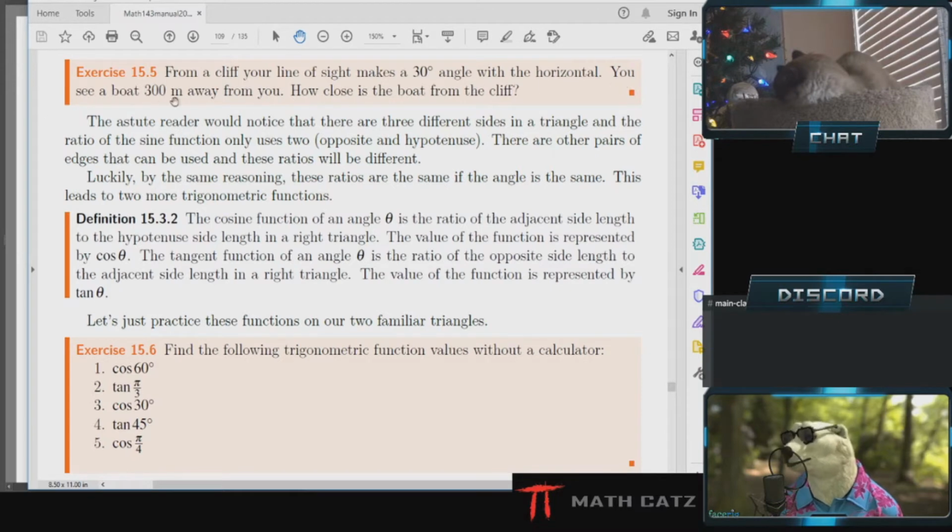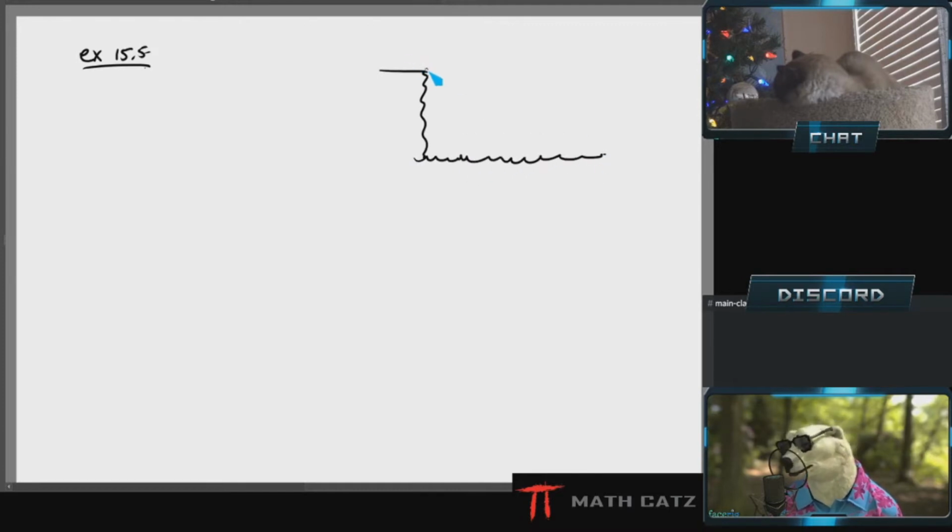From a cliff, your line of sight makes a 30-degree angle with the horizontal. You see a boat 300 meters away from you. How close is the boat from the cliff? Now, in these questions, a sketch is a very handy strategy to just give myself time to check if I understand the question, if I have all the information. So let's suppose here is my cliff. There is the water.